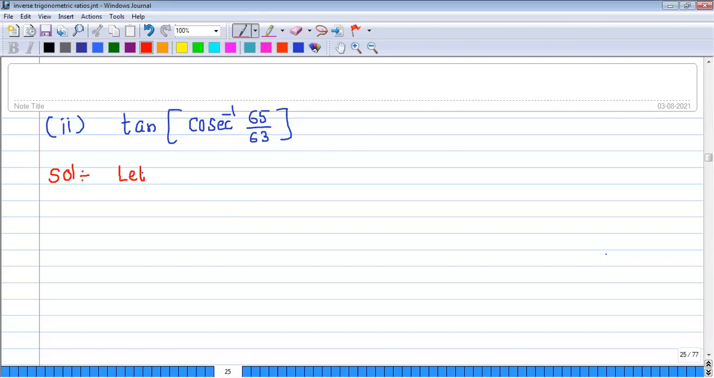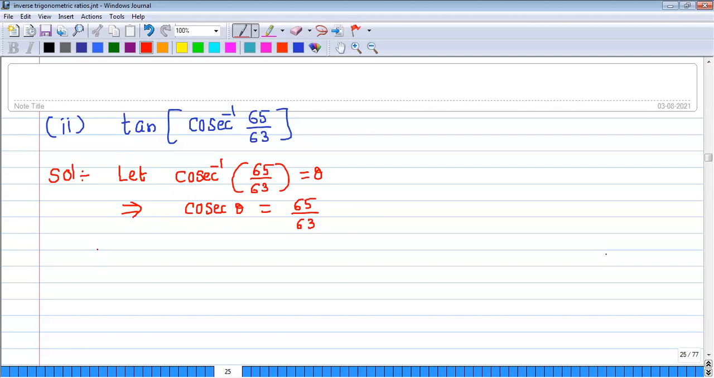Sir, the answer is 63 by 16. Good. Let us say cosecant inverse of 65 upon 63 is equal to theta. Then, what do you write? Cosec theta is equal to 65 by 63.